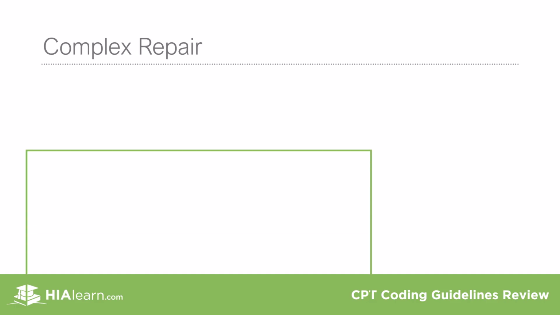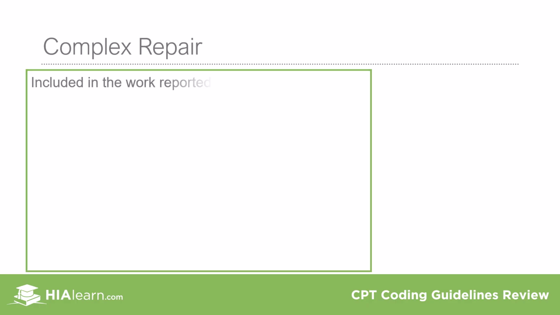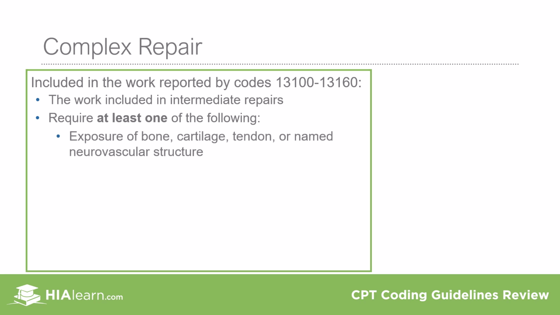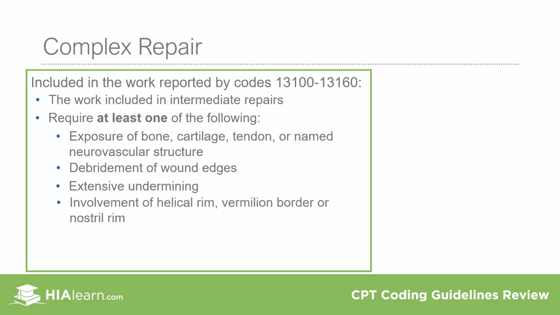Complex repairs are reported with codes from the range of 13100 to 13160 and include the work included in intermediate repairs. To be considered complex, a repair must include at least one of the following: exposure of bone, cartilage, tendon, or a named neurovascular structure, debridement of wound edges, extensive undermining, involvement of the helical rim, vermilion border, or nostril rim, or placement of retention sutures.